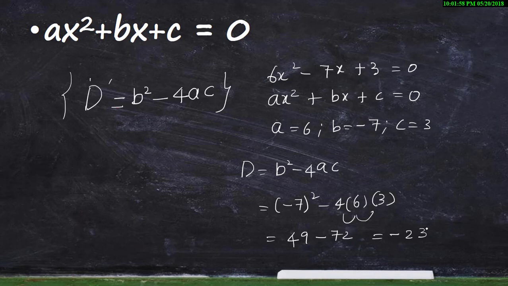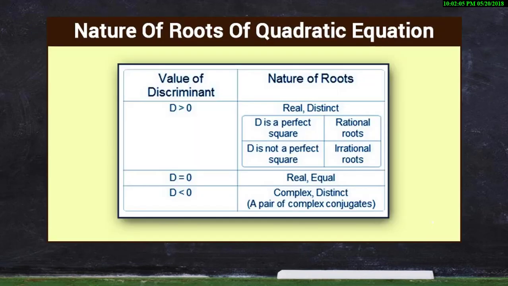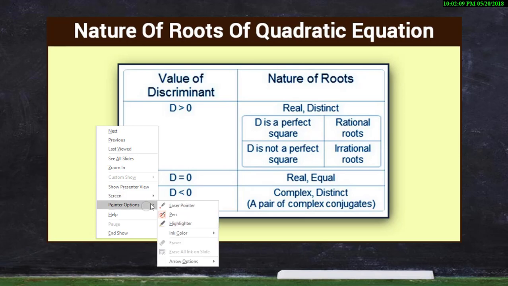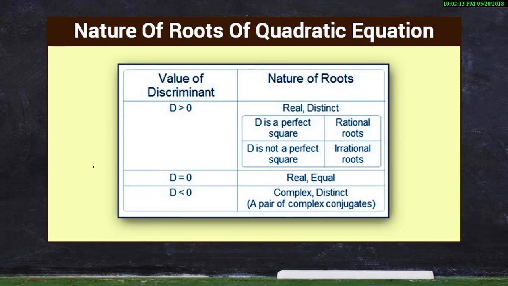Now I'll tell the applications of this discriminant. I'll highlight the points. Now if discriminant is greater than 0, then the roots are real and distinct. Real and distinct means different.